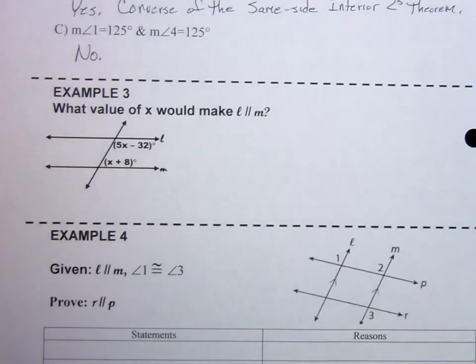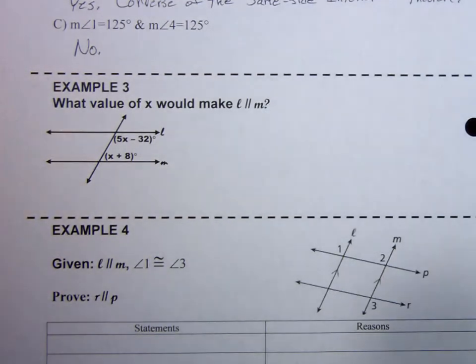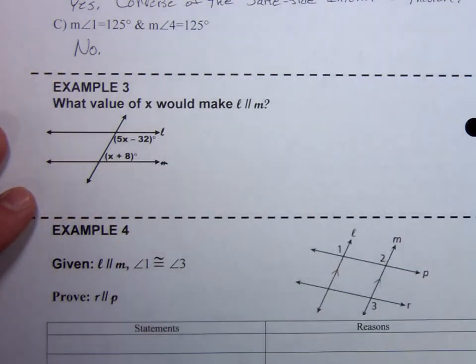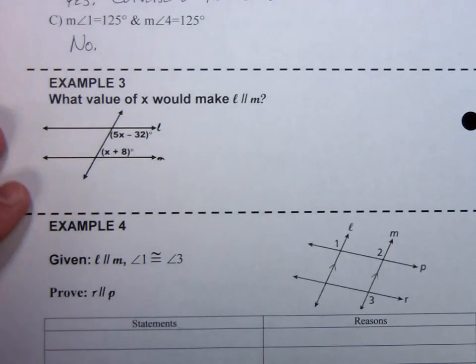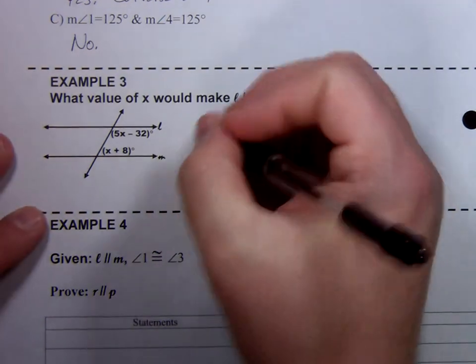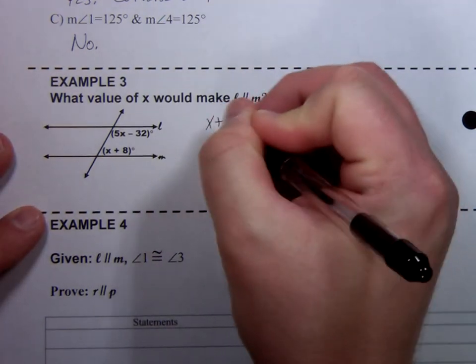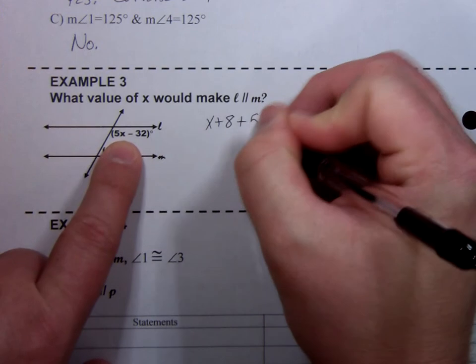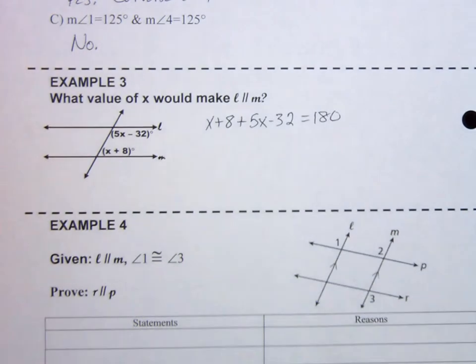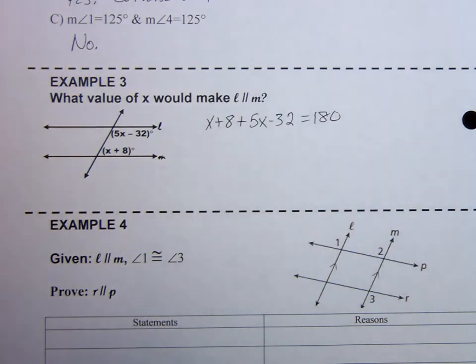All right, let's look at example 3. What value of x would make lines L and M parallel to each other? Well, let's see what type of angles we're working with. These right here are same side interior angles. We learned same side interior angles have to be supplementary for those lines to be parallel. So let's find out what value of x would make them supplementary. So remember, supplementary means that if I were to add these two together, it would equal 180. So there's the equation. Whatever value of x works for that equation is the value of x that's going to make those lines parallel. So combine like terms.